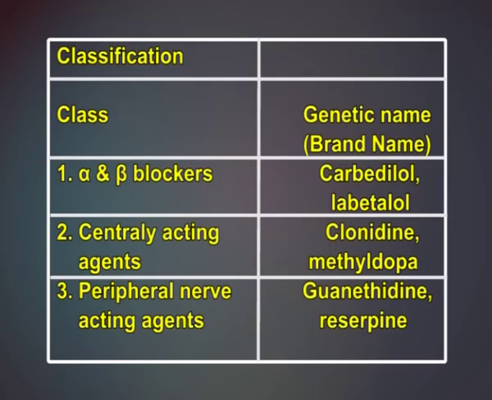Classification: antiadrenergic agents are of the following types. Class, generic name, brand name. First, alpha and beta blockers. Second, centrally acting agents. Third, peripheral nerve acting agents.